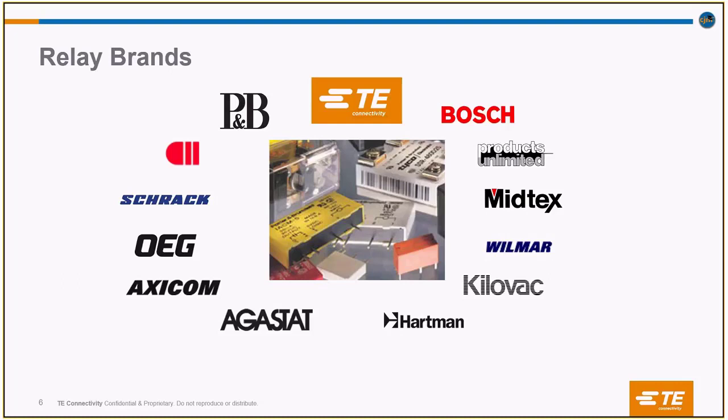One piece of information about Products Unlimited is that the relays they produce are majorly used in the HVAC industry. Do you know that we acquired the automotive relay business from Bosch, and all the relays that were first sold under the name of Bosch are now being sold under the name of T Connectivity. So most of these relay brands have been acquired by TE. PNB stands for Potter and Brumfield, and Schrack is a leading industrial relay in Europe. Now it is trying to capture the market in the US.